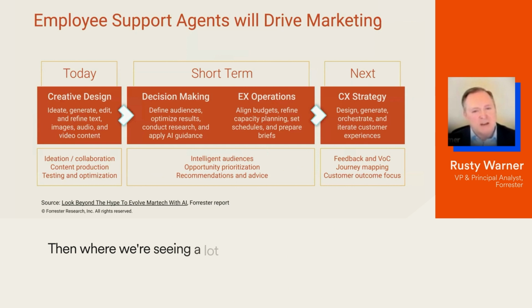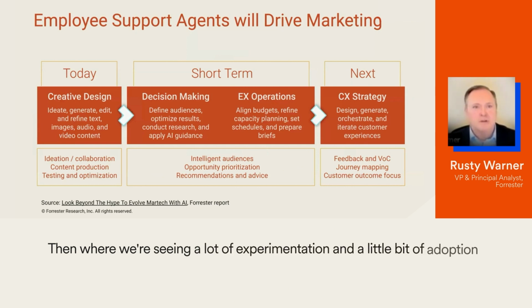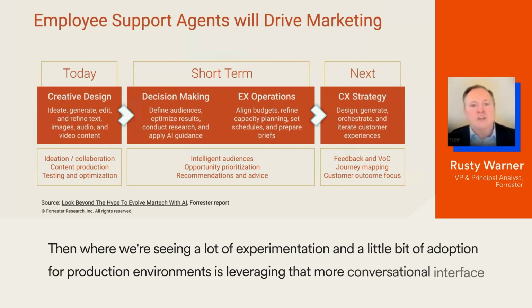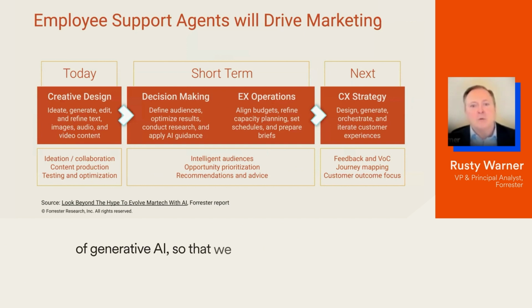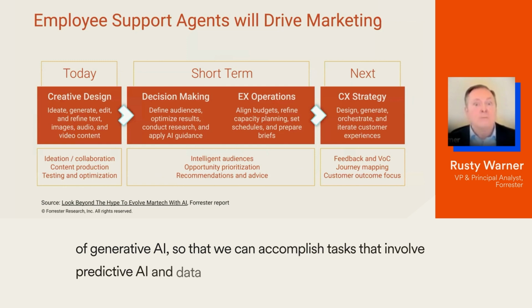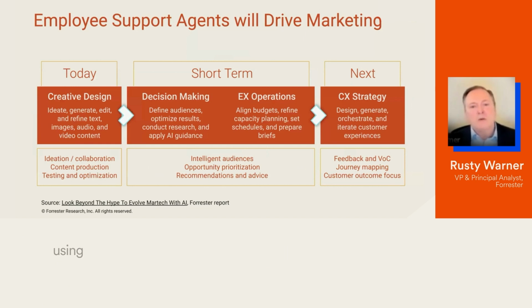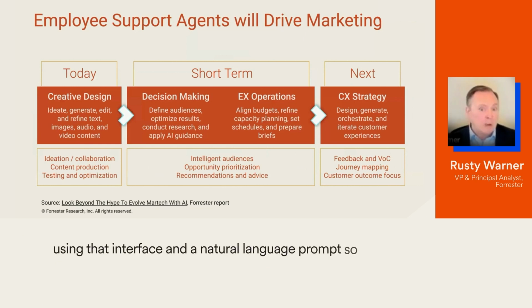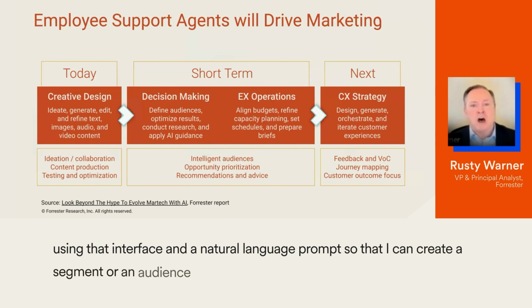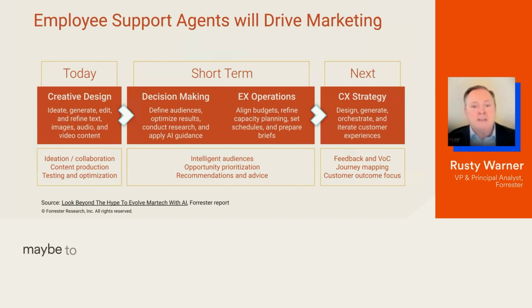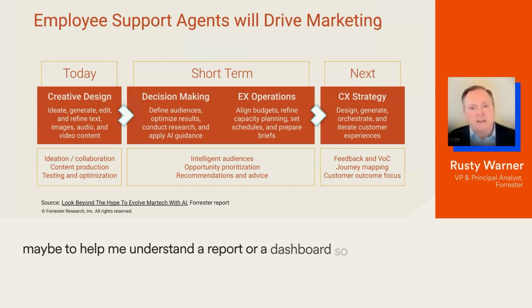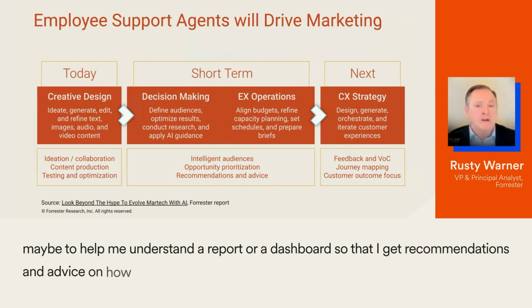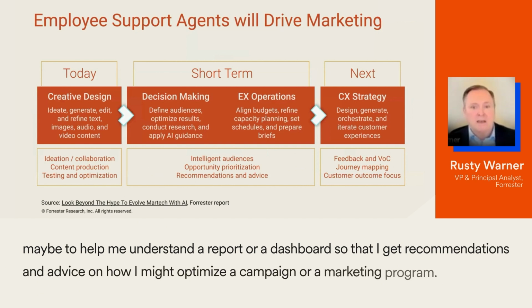Then, where we're seeing a lot of experimentation and a little bit of adoption for production environments is leveraging that more conversational interface of generative AI so that we can accomplish tasks that involve predictive AI and data and other types of analytics. So, for example, using that interface and a natural language prompt so that I can create a segment or an audience for a campaign, so that I can prioritize my work, or maybe to help me understand a report or a dashboard so that I get recommendations and advice on how I might optimize a campaign or a marketing program.